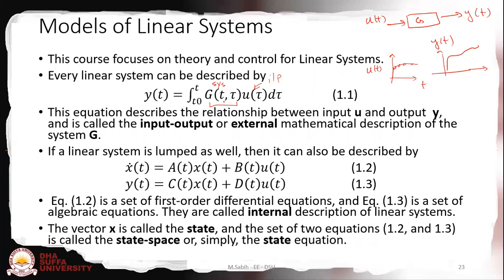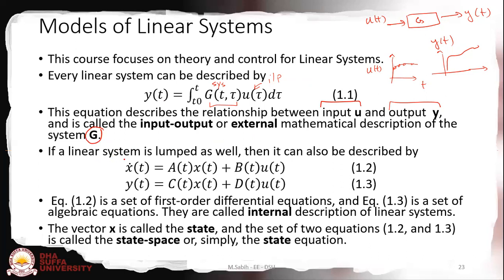And you see the function g is a function of t and tau, right? We will study the difference between these two. So this equation describes the relationship between an input and an output, u and y. This is called the input-output or external description, and the mathematical description of this relationship is the system G.